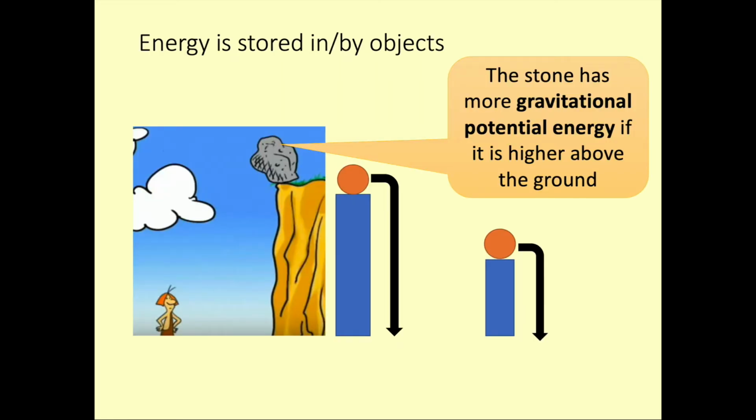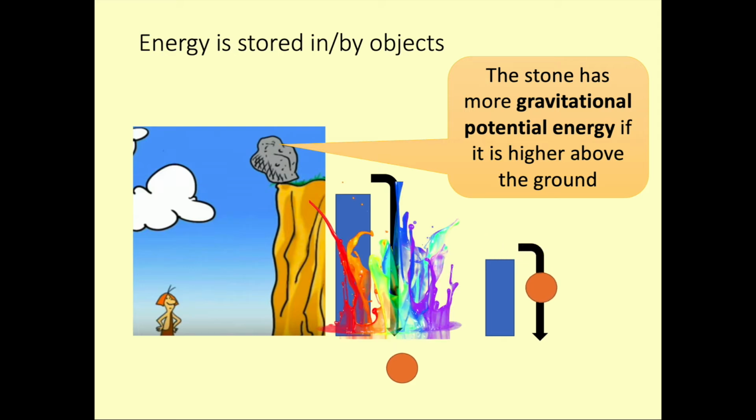So the first one is our gravitational potential energy. So this is the store as a result of something being raised above the ground. So we have 2 balls here that have been raised at different heights above the ground, and we can see the impact that they have when they go to fall to the ground. That is because the ball that was raised higher up had a higher potential energy than the one that was lower.